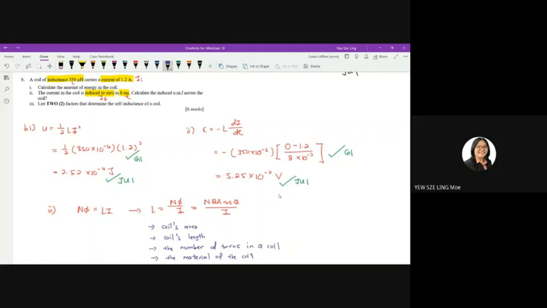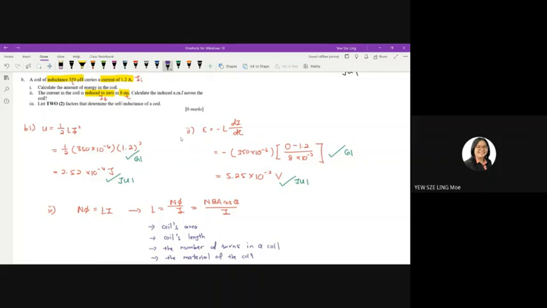This concept is not just for chapter 5, you also have to know how to answer it for chapter 2 and chapter 3. In chapter 2 and chapter 3, the things that will affect the values of capacitance, resistance, and inductance are the physical structure.